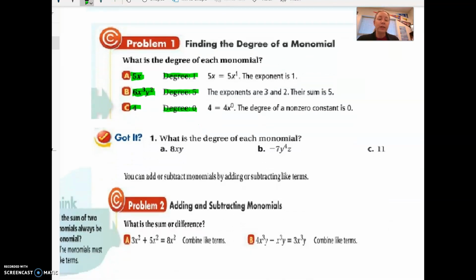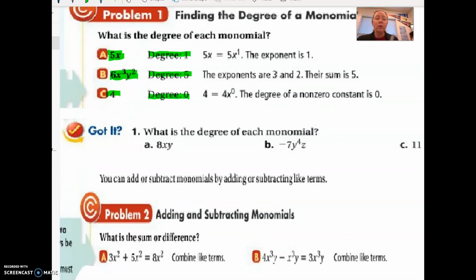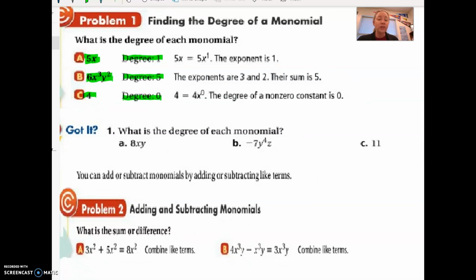Let's do a few here real quickly. If you'd like to pause, you could pause it and go ahead and try to find the degree of each monomial here, and then unpause it and you'll get the answer, and that way you can see if you understand the concept. So pause right here if you would like, or not. I'm going to go ahead and go through it.